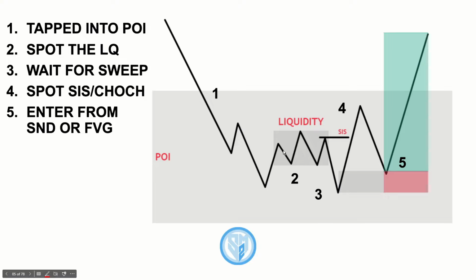But yeah, we'll continue, and we move on to step number 5, which is an entry from supply and demand, or fair value gap. And this is very, very simple. Once you've seen your shift in structure, take that as your break of structure. Look throughout this move. Find your supplies, your demand zone, because obviously we're taking longs here.